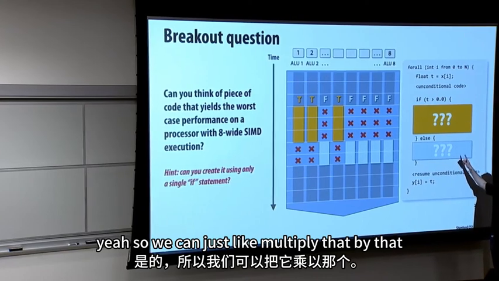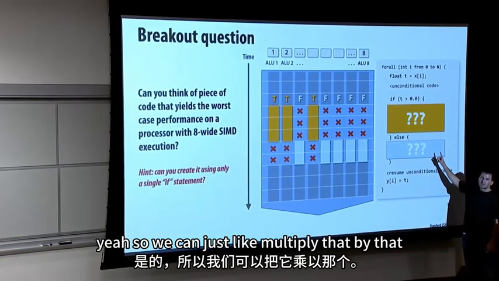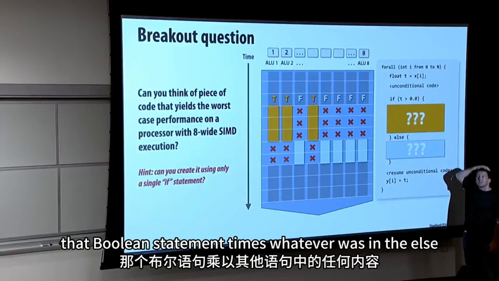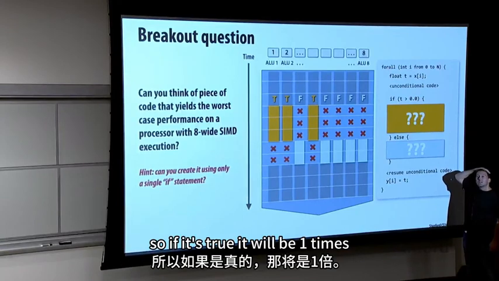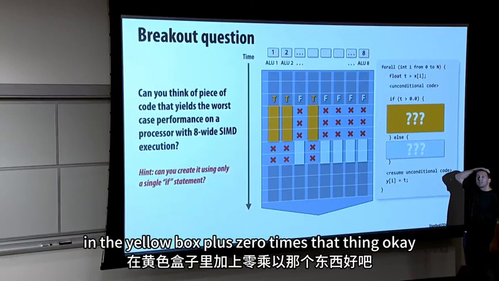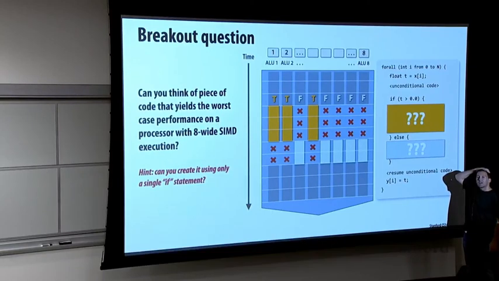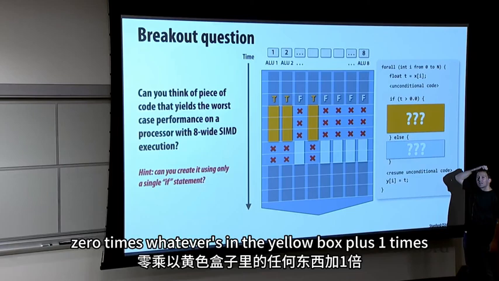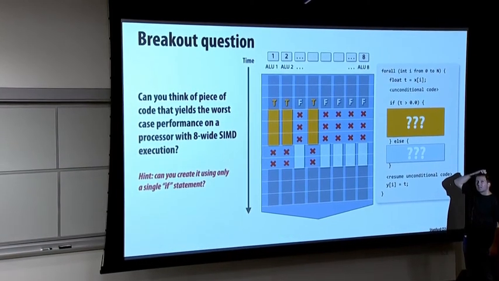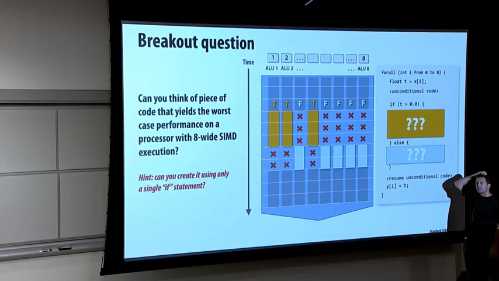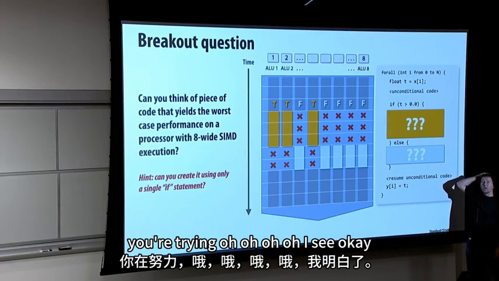Yeah. So we can just multiply that by that Boolean statement above, plus that Boolean statement times whatever was in the else. So if it's true, it will be 1 times whatever's in the yellow box plus 0 times that thing. We'll have the proper answer, and then in the other case, it will be 0 times whatever's in the yellow box plus 1 times whatever's in the blue box, and then we'll get whatever's in the else. So you don't need the if statements. Oh, I see.